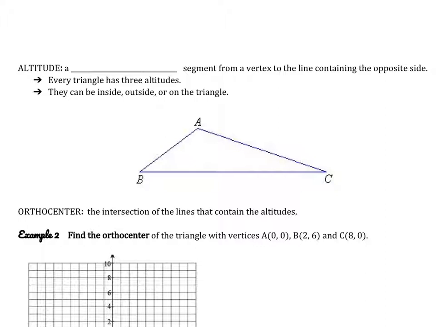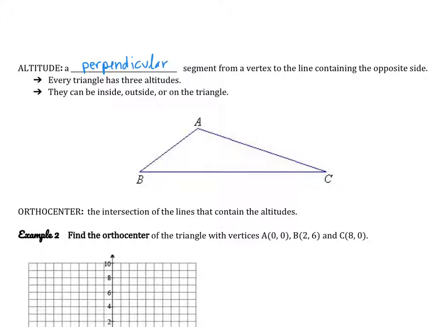All right, so now we're going to talk about a new type of segment, and that's called an altitude. An altitude is a perpendicular segment that goes from a vertex to the line containing the opposite side. So every triangle has 3 altitudes, right? One from each angle to the opposite side.